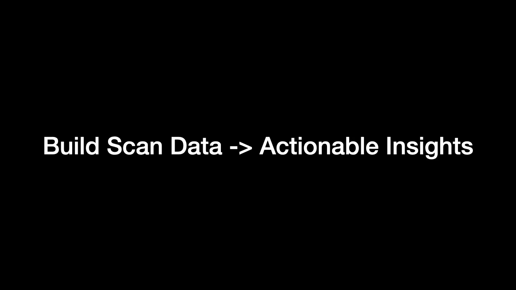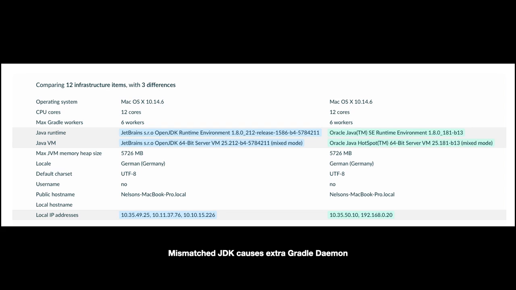So yeah, you get a build scan after every build, but you're not going to check every single build scan after your build. It's just a lot of information to get to. So how do we take that build scan data and turn it into actionable insights? Let's start with the mismatched JDK, right? So what's the problem we're trying to solve?